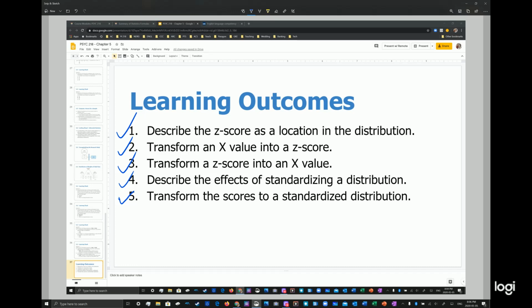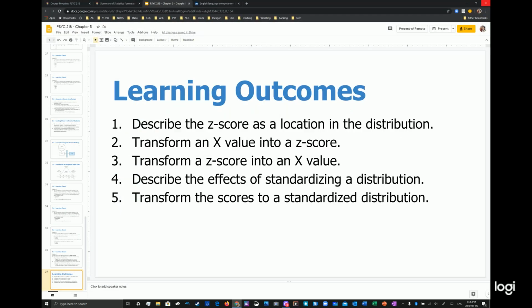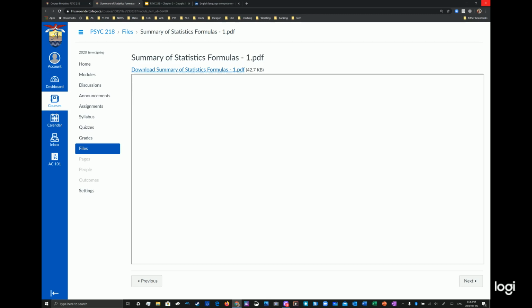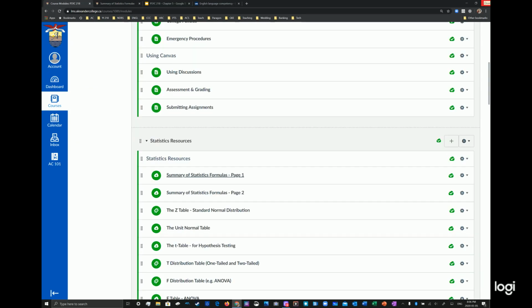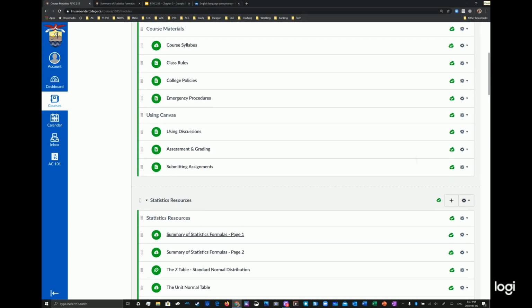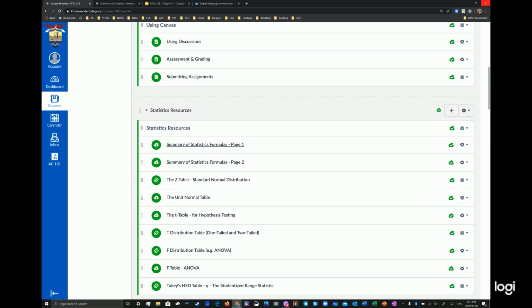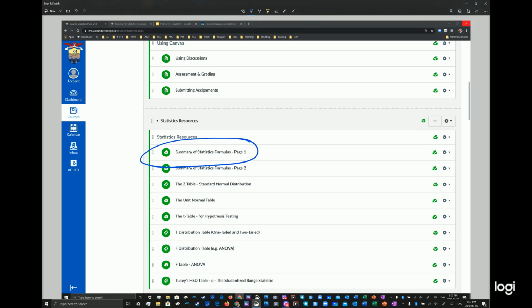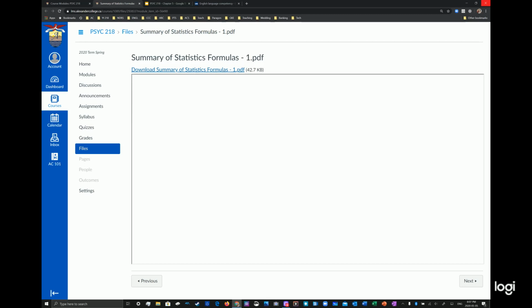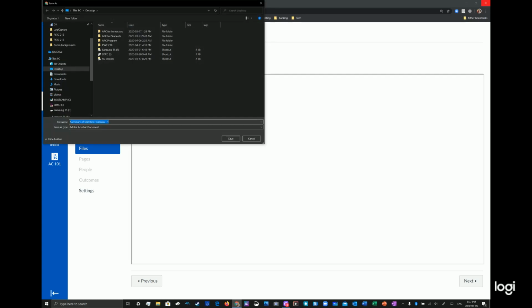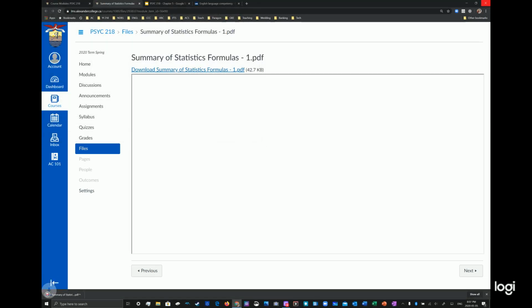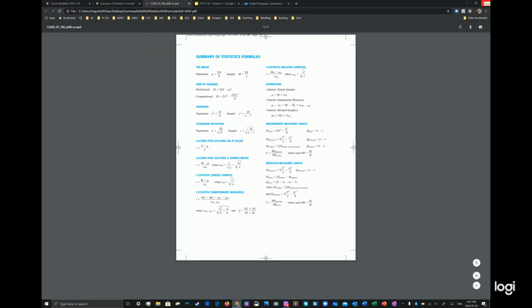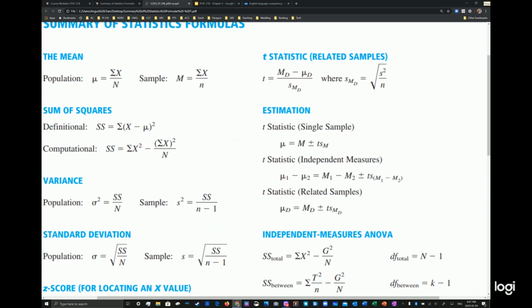So the last thing is the formula sheet. If you're taking this class at Alexander College, you can find the formula sheet in the modules, in the summary of statistics formulas, page 1, right here. And if you click this, you'll get the formula sheet itself. It isn't loading right now. You can download the sheet here like this. Download the sheet, open it up, and I'm going to enlarge it for you.